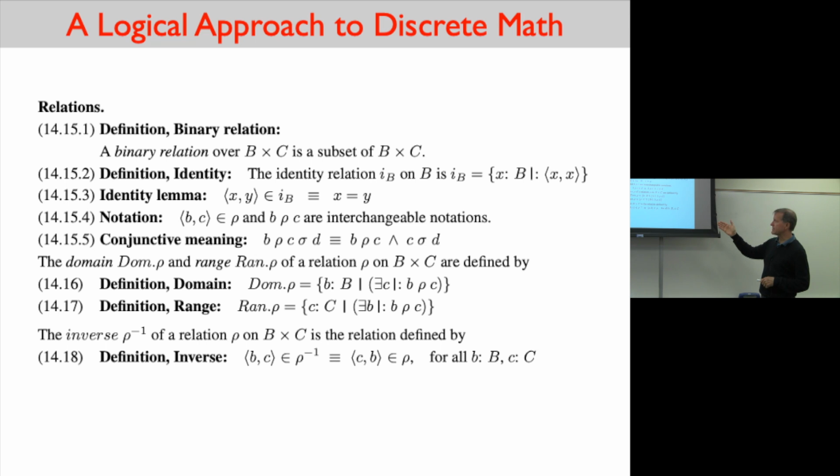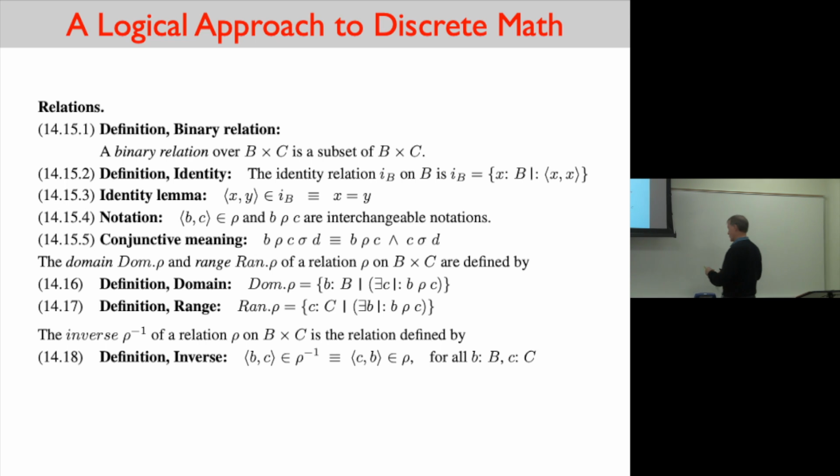And what it's defined to be is the set of B in big B range, such that there exists a C in range, true, such that B row C. And the range of row is defined similarly, except that it's the set of all C's in range such that there exists a B in range such that B row C. Now what in the heck does that mean? So let's do 1416 and 1417.